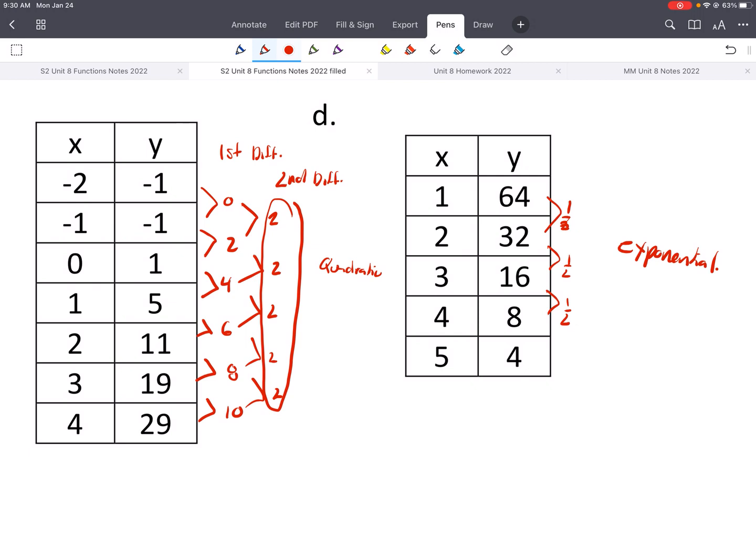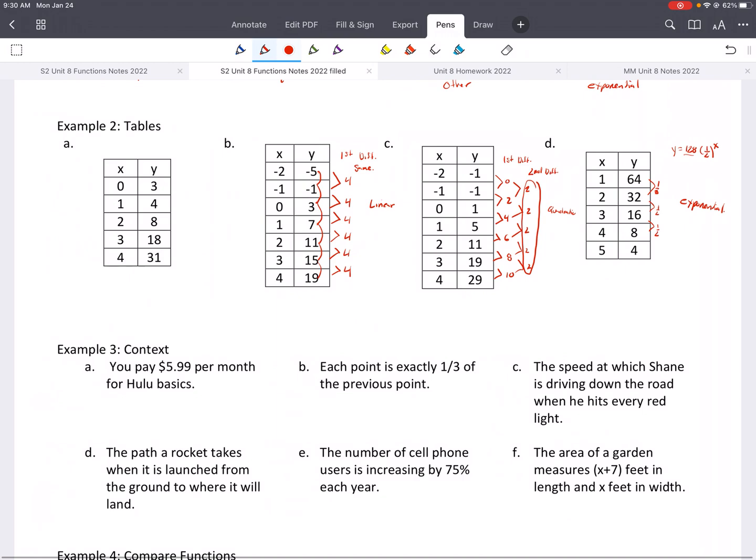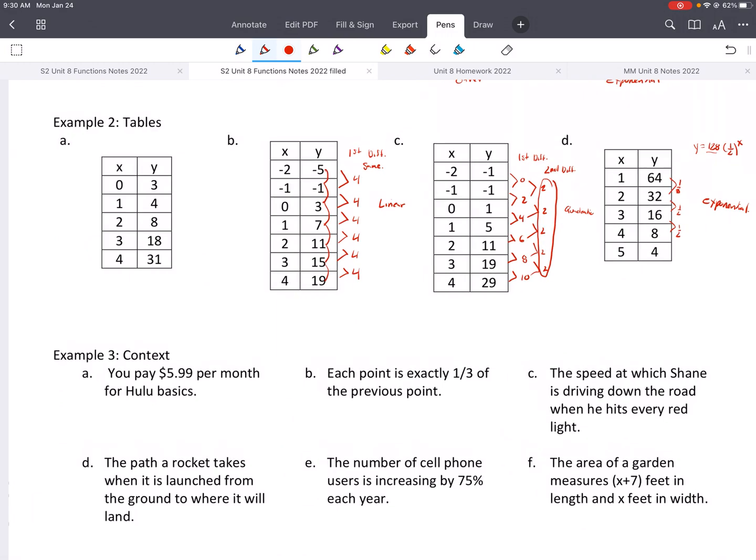Okay? So this type of equation would be like y equals some initial value, like 128, and then you'd have like 1/2 to the x. Okay? It's being multiplied every time by a half, and it has an initial value of 128. Okay? You don't need to write down the equations, but you just need to be able to identify.